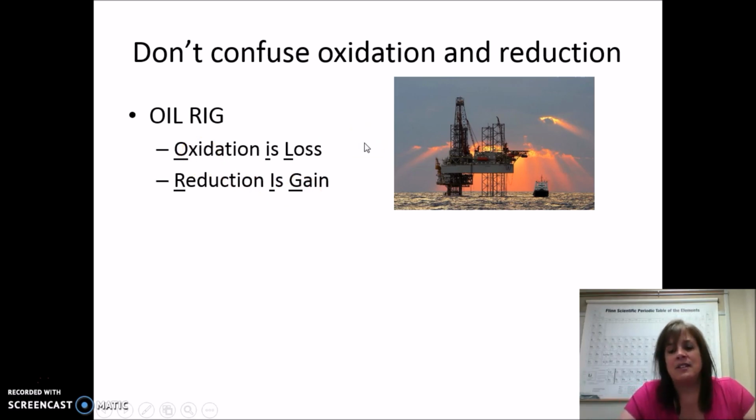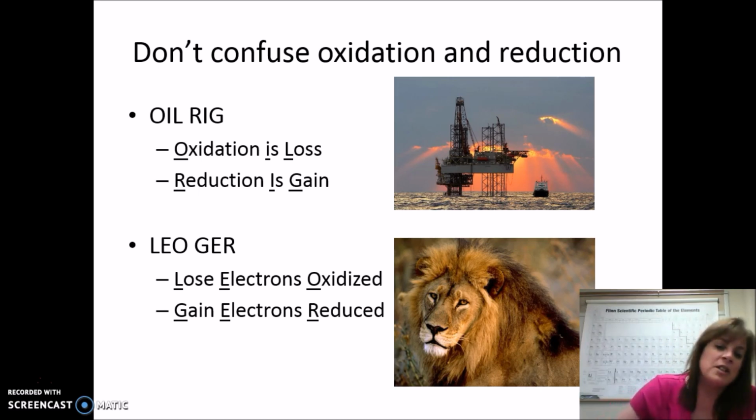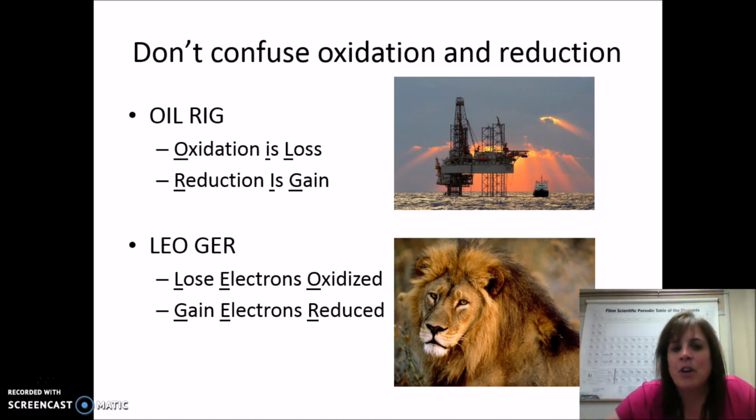Now, when I was in high school and in college, I used LEO GER. So when I lose electrons, I'm oxidized, and when I gain electrons, I'm reduced. So if you ever ask me a question in class, is this oxidized or reduced, you'll hear me saying lose electrons, oxidized, or gain electrons, reduced. So that's one I use, but you choose whichever works best for you, or make your own.